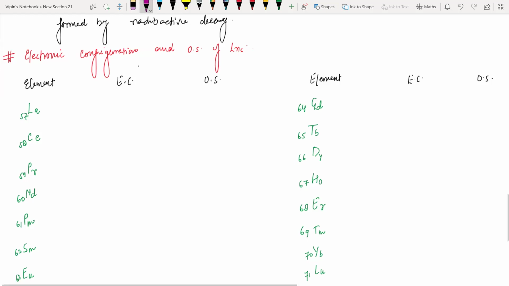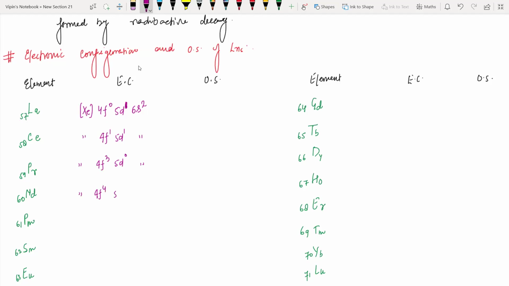Now the electronic configuration. Here we have xenon core. Lanthanum is a member of the 5d series, so here 4f0, 5d1, 6s2. Cerium: xenon 4f1, 5d1, 6s2. Here very, very important: 4f3, 5d0, 6s2. In case of neodymium, 4f4, 5d0, 6s2.